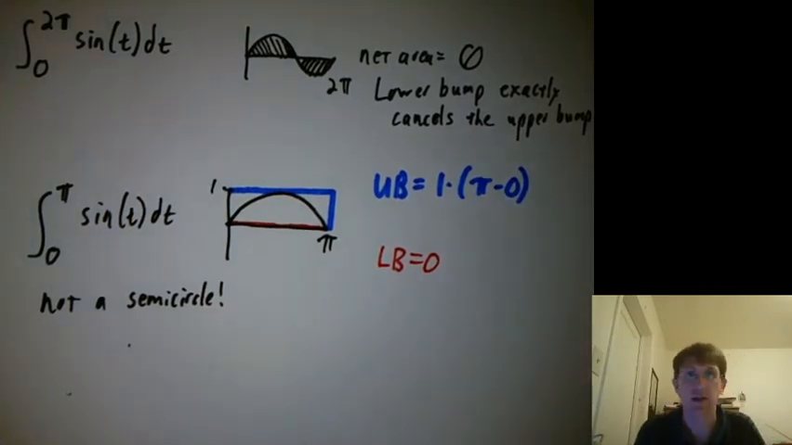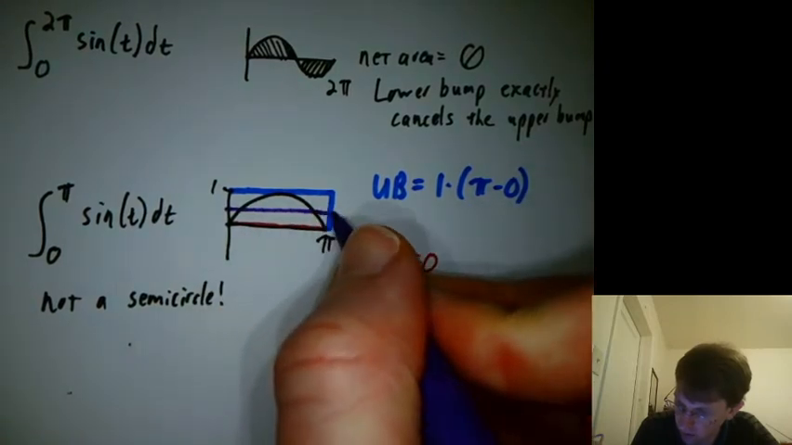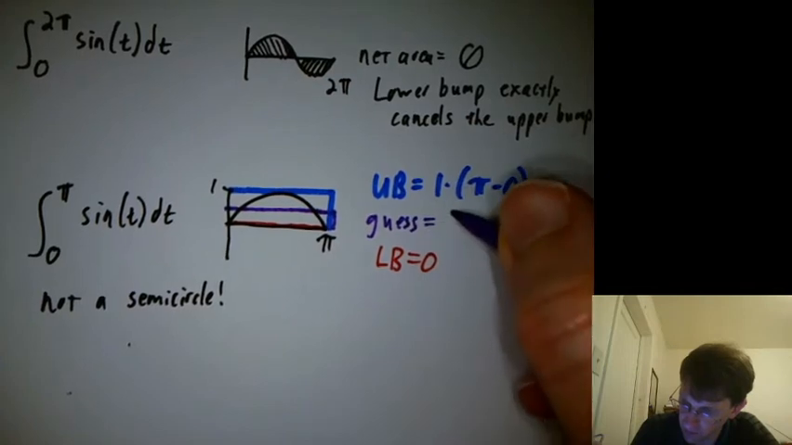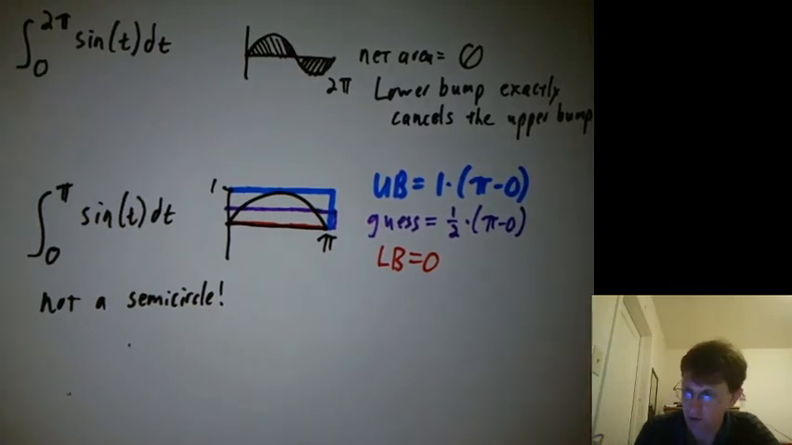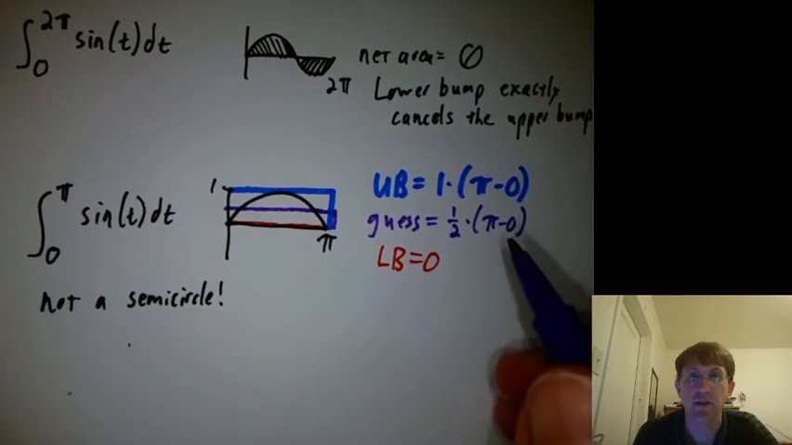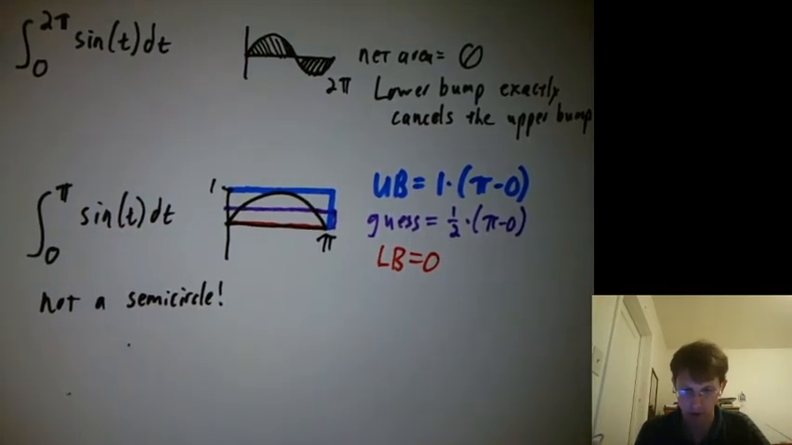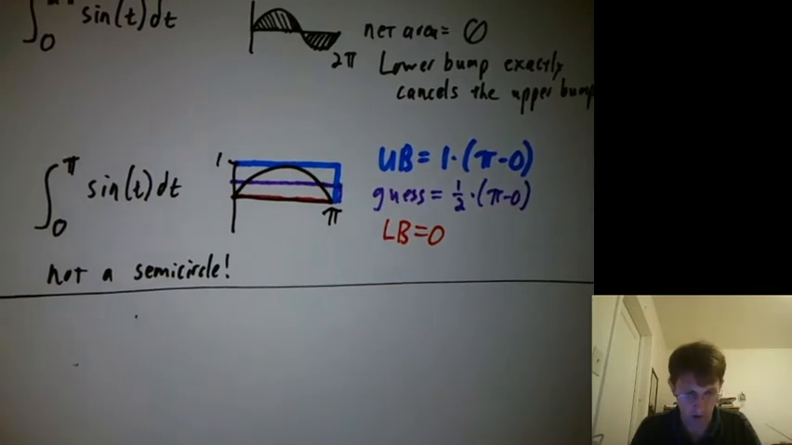How about a guess halfway in between those two. So our guess would be basically 1/2 times pi minus 0. And it turns out that's pretty close. Do you think it's exact? Well, think about what area we're including here, and what area we're not including. Then let's go on and do a more interesting one.